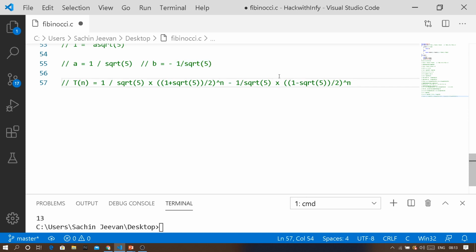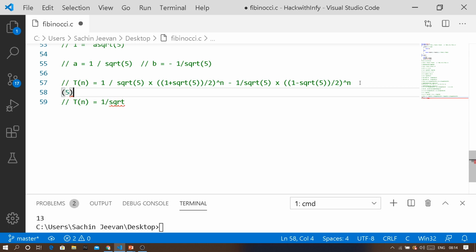So from both the equations, this is one part, 1 divided by square root of 5 multiplied by 1 plus square root of 5 divided by 2 whole power n is a separate term, and this is another separate term. So from both, 1 divided by square root of 5 is a common term. So what we can do is take it common outside. So T of n is equal to 1 divided by square root of 5, taken common outside.